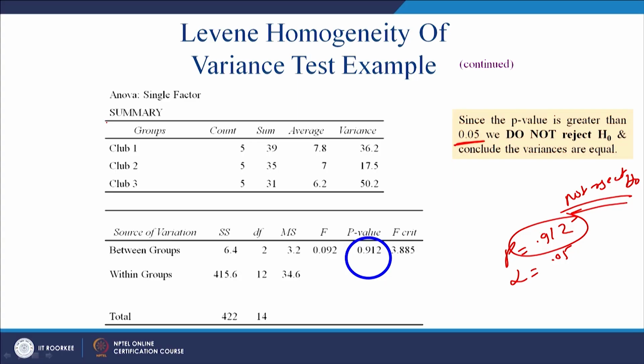So, this is how you can in fact use either absolute differences for testing Levene's test, or you can directly enter the original values in Minitab and compare variances.